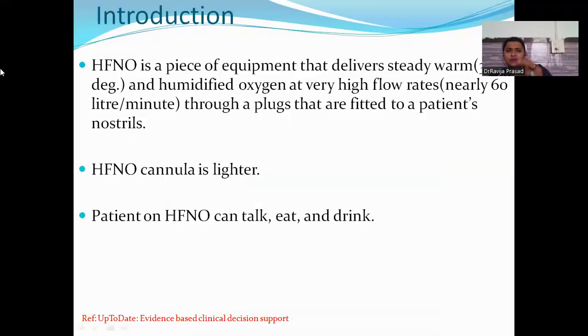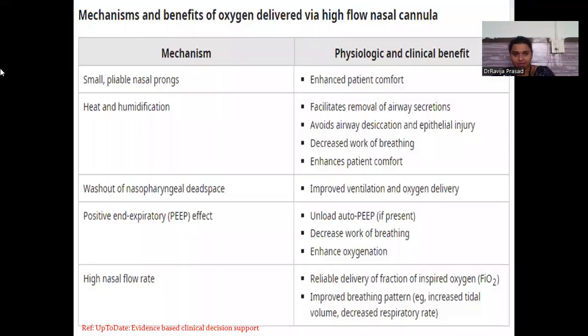Okay. First, the introduction. HFNO is called high flow nasal oxygen. It is defined as a piece of equipment that delivers steady, warm, and humidified oxygen at a very high flow rate, nearly 60 liters per minute, through prongs fitted to a patient's nostrils. The high flow nasal oxygen cannula is lighter. A patient on HFNO can talk, eat, and drink.